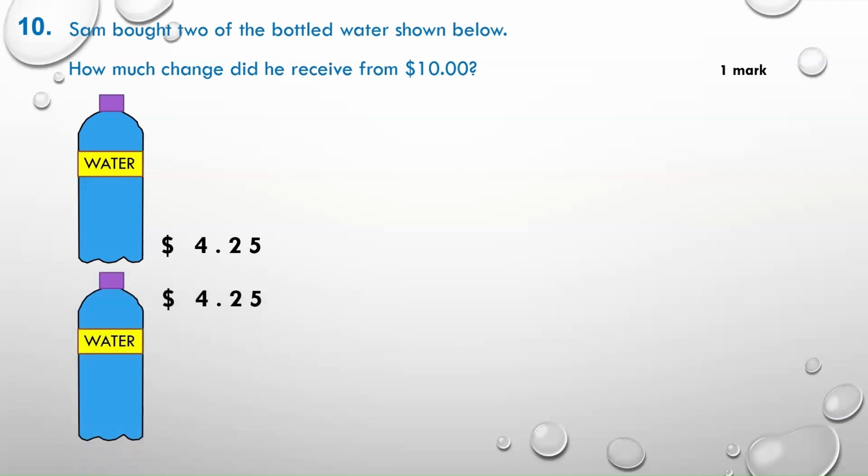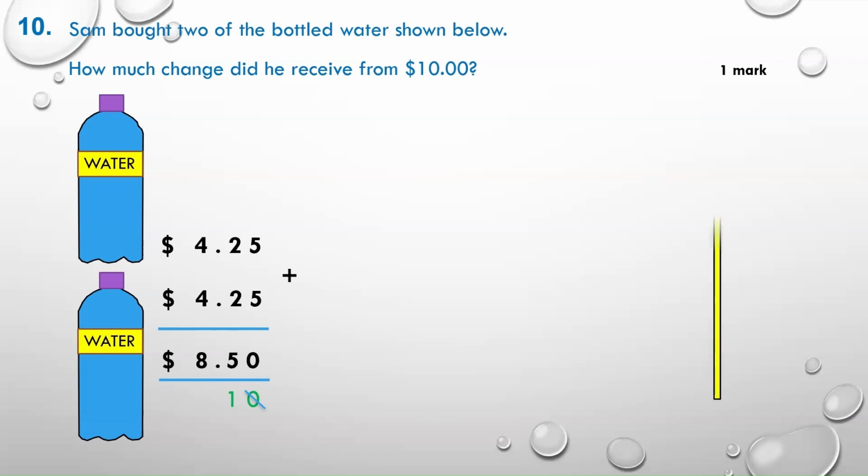So let's put another $4.25. So we have $4.25 times 2, or $4.25 add $4.25. So 25 and 25, or if you want to go 5 and 5, that's fine. 5 and 5 is 10. So we're looking at the units as 0. And let's look at the tens now. 2 and 2, 4, and 1 is 5. Or some people could say 25 cents and 25 cents is 50 cents. So we could put the decimal point there. And $4 and $4 is $8. So what does that mean? It means Sam bought 2 of the bottled water shown below, and it cost $8.50.